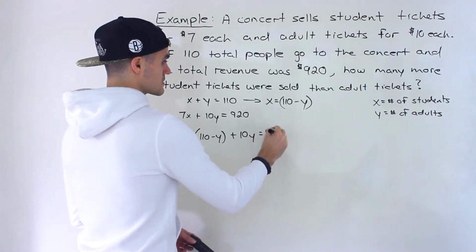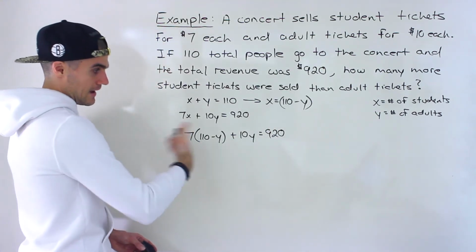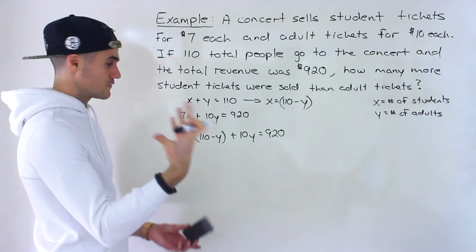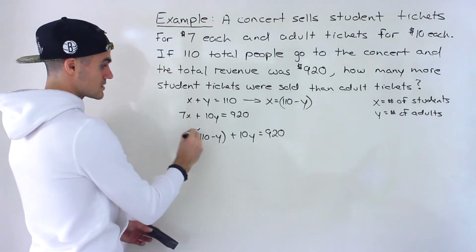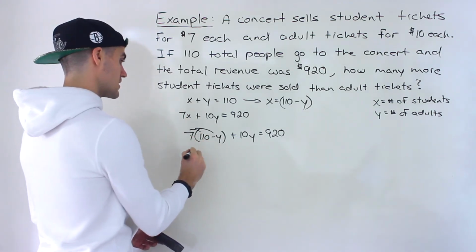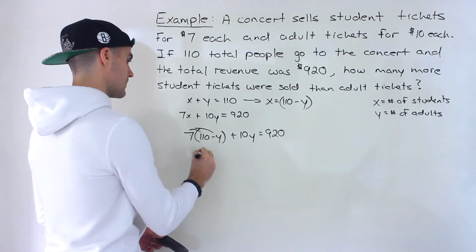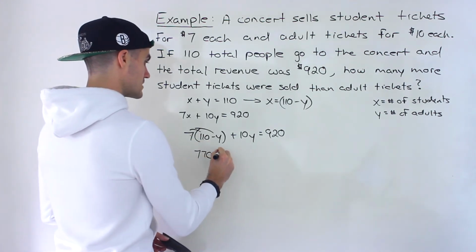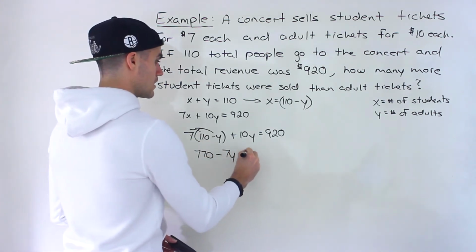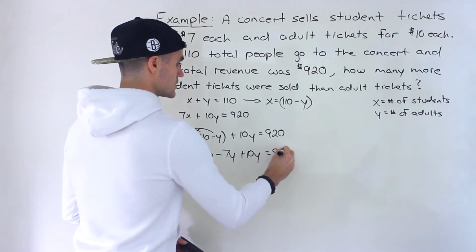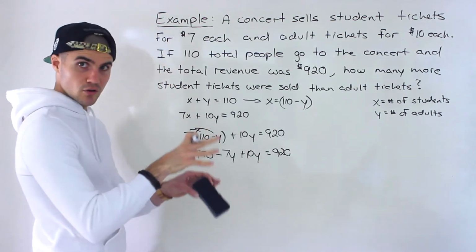And then everything else stays the same. And now we have an equation in terms of just one variable to solve. So the 7 we have to distribute. 7 times 110 gives us 770. This would be minus 7y plus 10y equals 920. Bring all the numbers to one side, keep all the variables on the other.